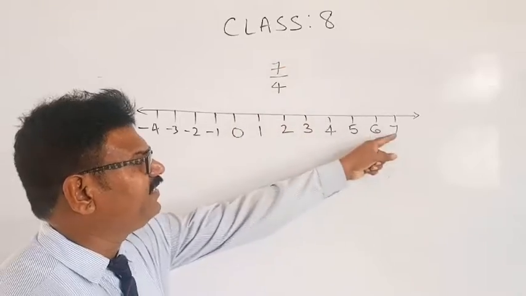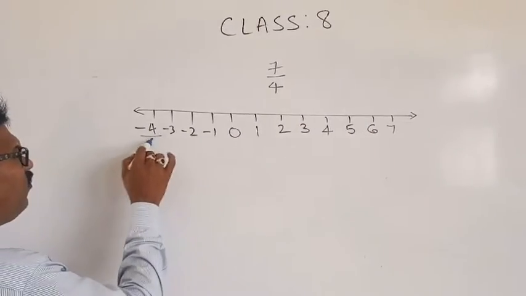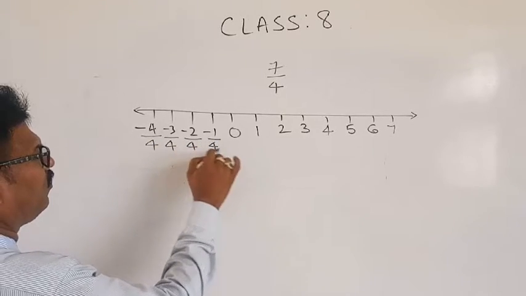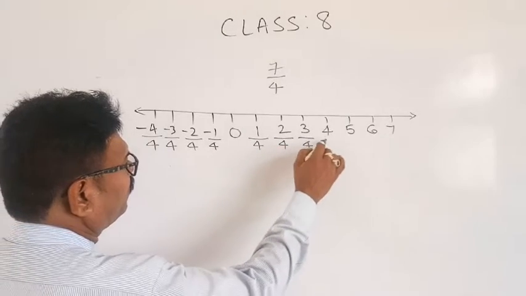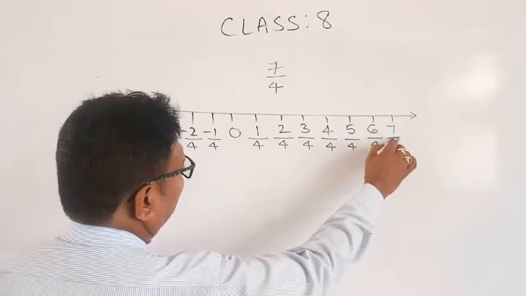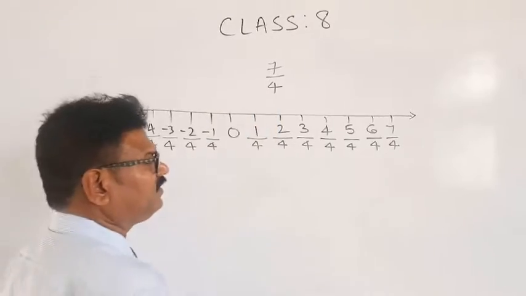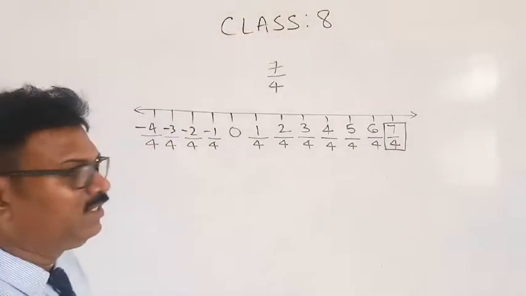Now the numerator 7 is there, but the denominator 4 is not there. Just divide with 4. 4, 4, 4, 4, 4, 4 and 4. We want 7 by 4. 7 by 4 is there or not? Like this.